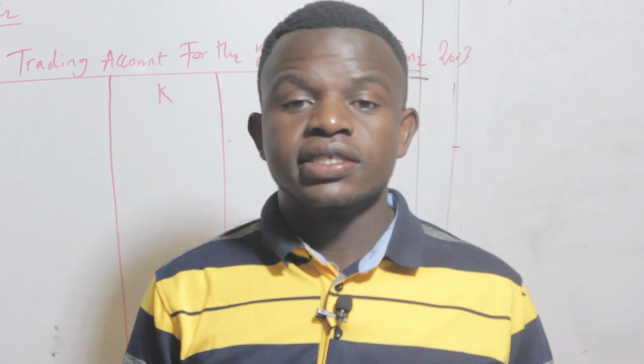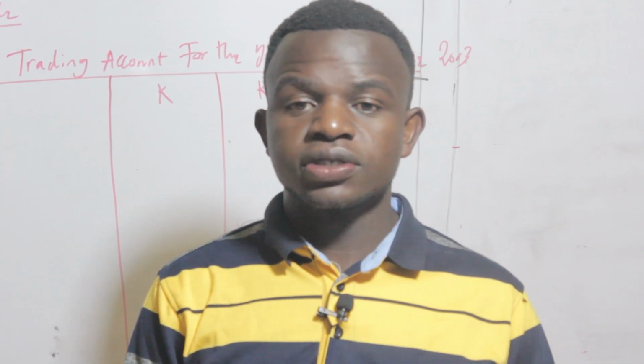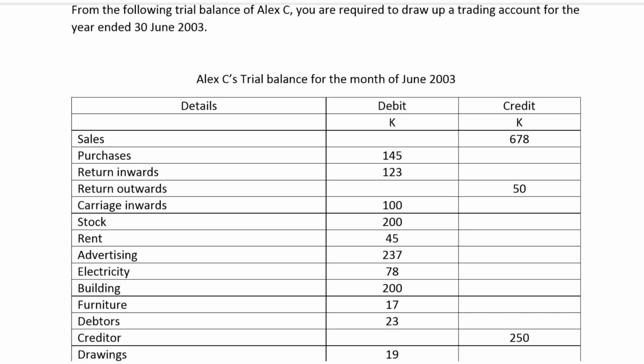Let us now look at an example for the trading account. So we have this example that we're going to use, and you can read the example on the screen. The example reads, from the following trial balance of Alexi, you are required to draw up a trading account for the year ended 30th June 2003.